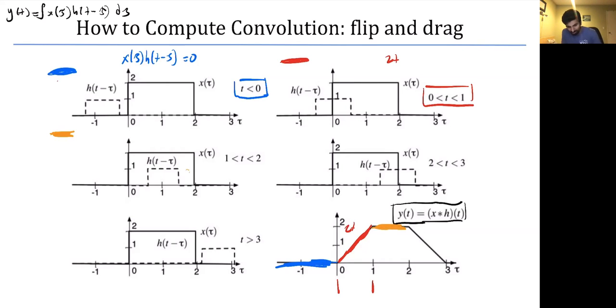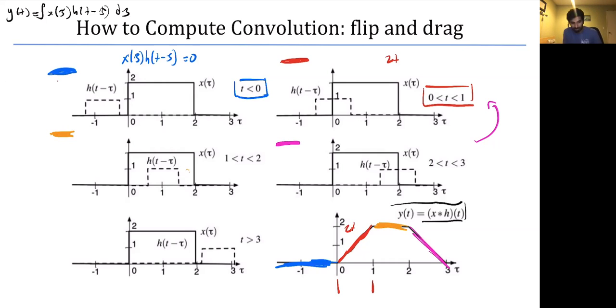Now, let's go to the next regime, right? The next regime is from 2 to 3. And here, once again, I have partial overlap. This is very similar, it's symmetric, to the red regime. And so my area is, once again, going to go down with a slope of 2. So I end up with something like this.